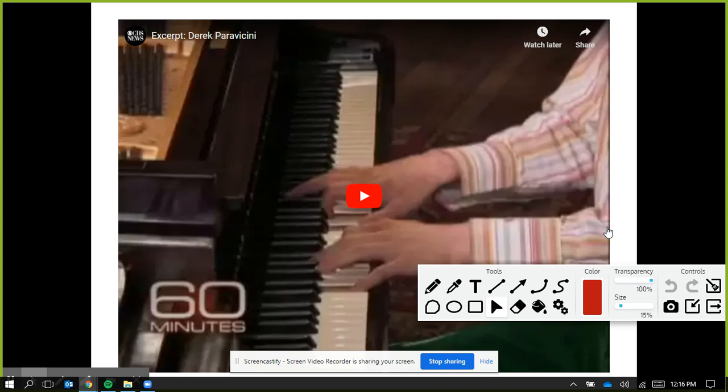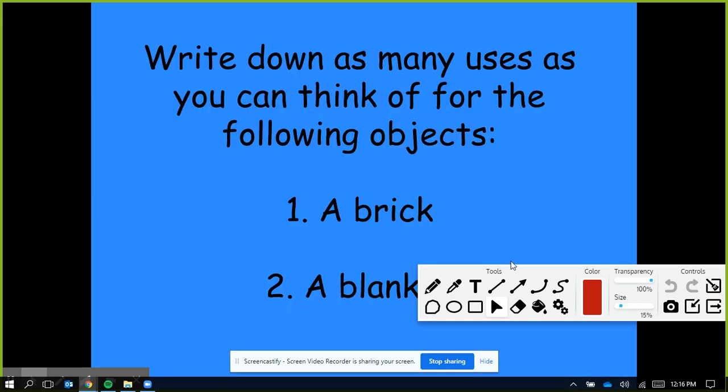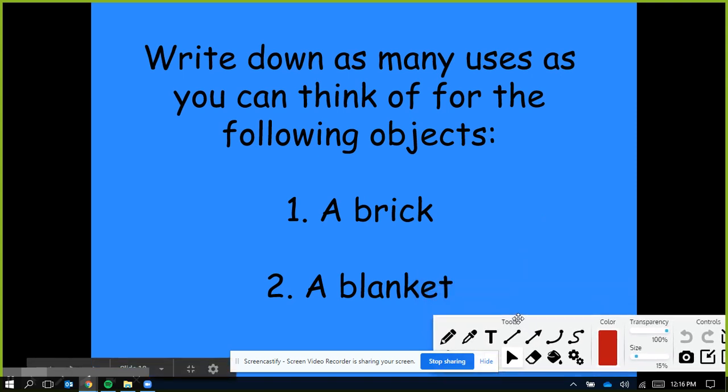Okay. To start off, I want to do a little thought experiment, and I want you to put your answers in the chat. Think about it for a second and then put whatever you come up with. This is an open-ended question. I want you to write down as many uses as you can think of for the following objects. For a brick, for a blanket. Not together. You don't have to combine them. These are two separate questions. Okay? I'll give you a sec to think about it. Whatever you come up with, just put it in the chat as a private message. And then we'll talk about it.